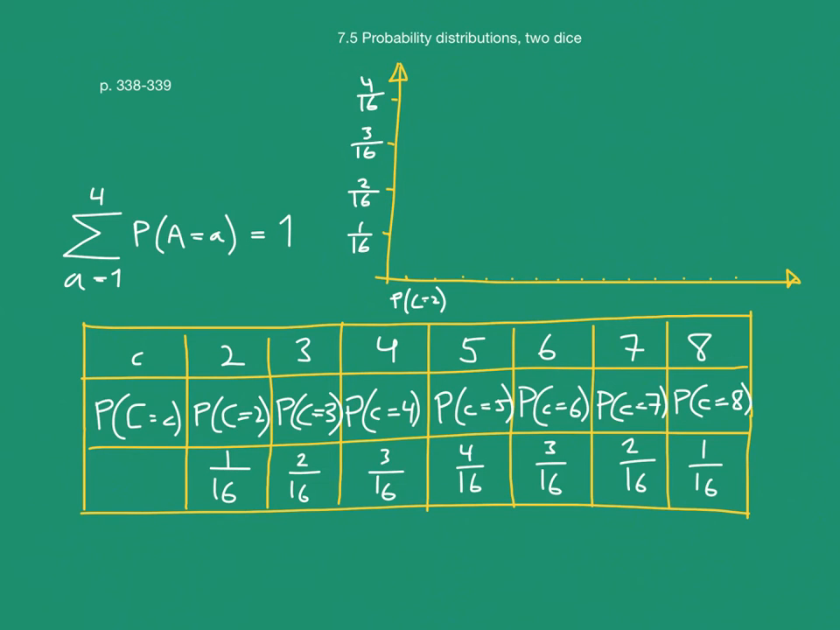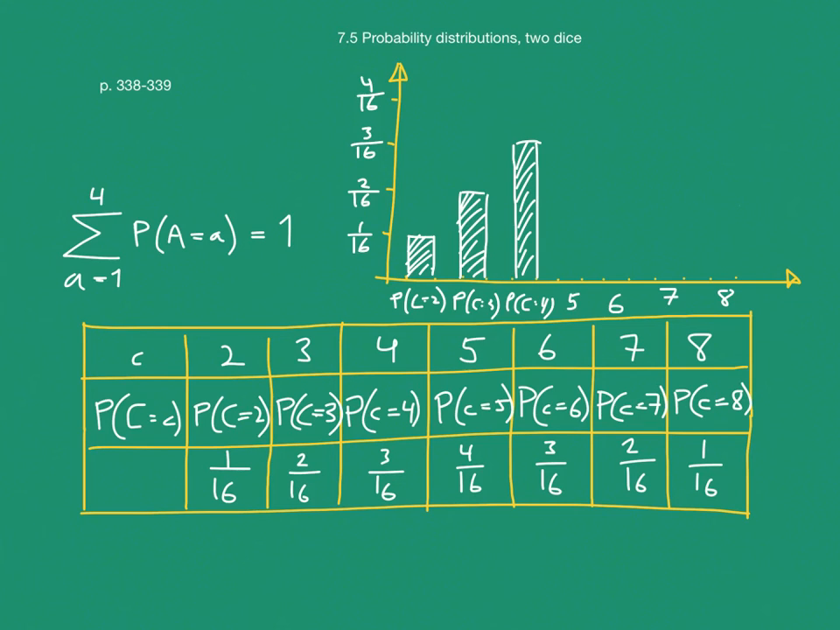Probability that C equals 2 was 1/16. Probability that C equals 3, it's 2/16. Now it's getting a little cramped in here. I think I underestimated the need for space here. So this is not strictly correct, just writing the numbers, but I'm going to do it anyway.